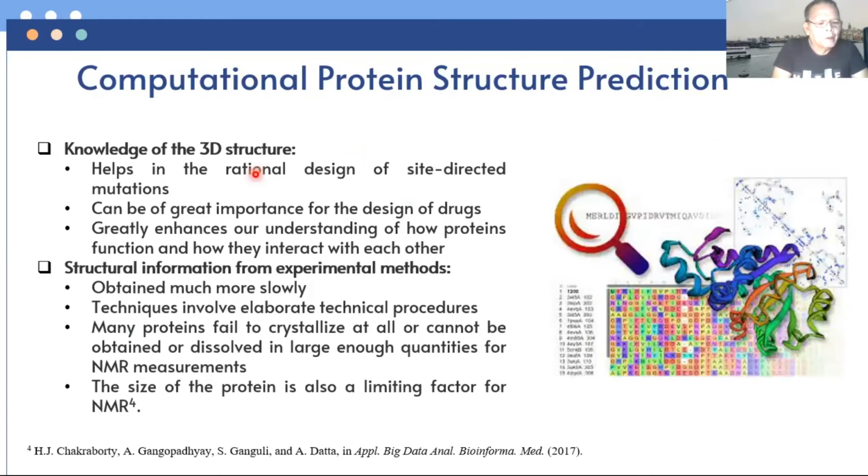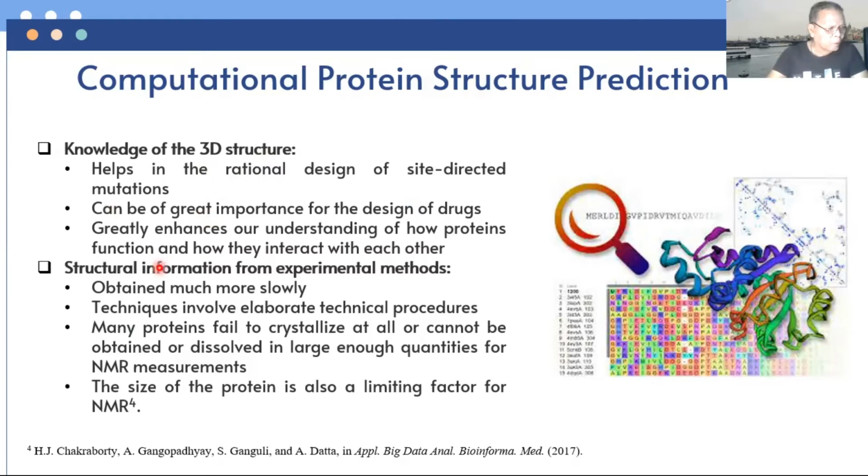From the computational protein structure prediction, we obtain several benefits, such as knowing the three-dimensional structure. In this case, it will help in the rational design of site-directed methods, can be of great importance for drug design, and greatly enhance our understanding of how proteins function and how they interact with each other.